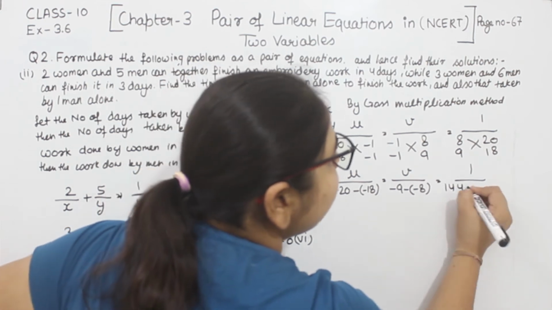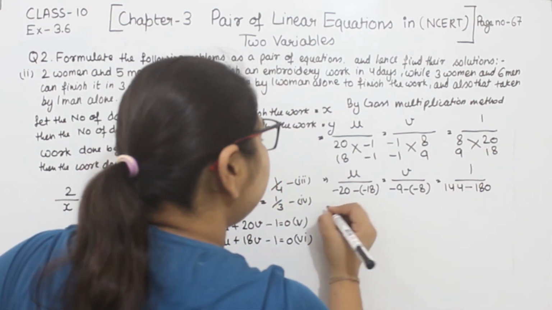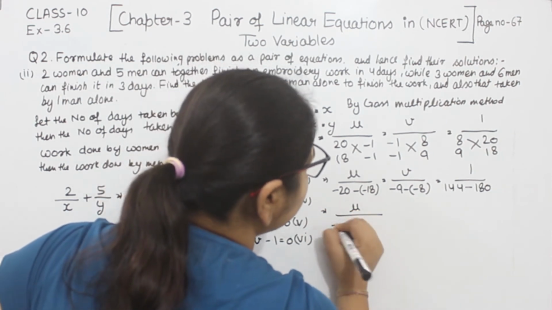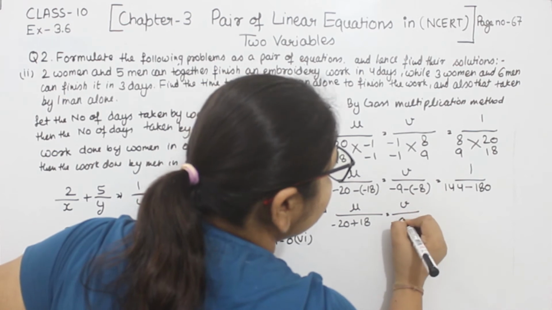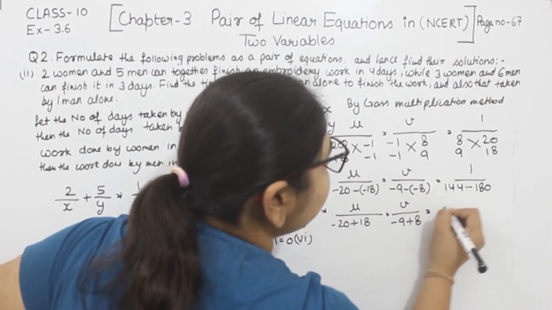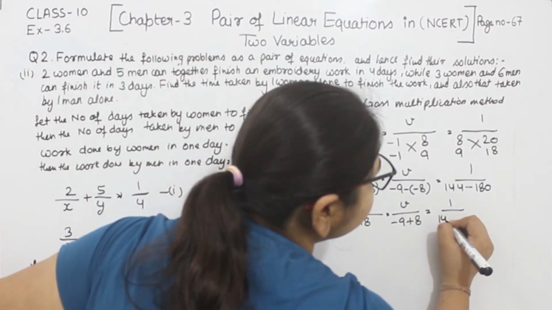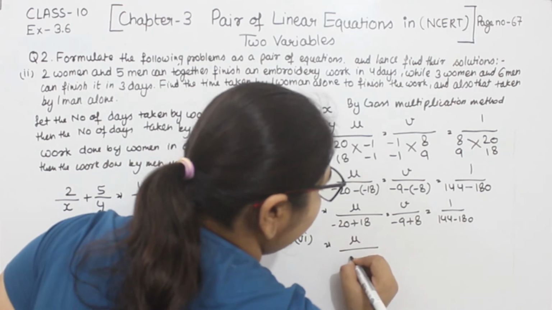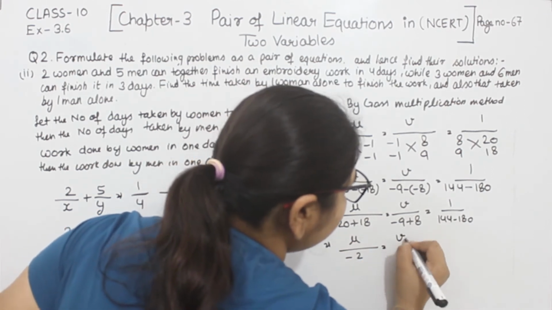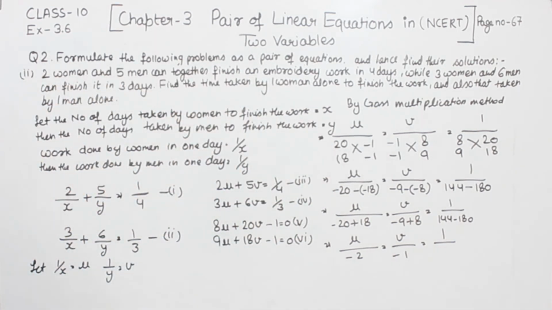So 144 minus 9 2s are 18, that we are having as equal to 180. So u we are having as equal to minus 20 minus and minus plus 18. Here we are having minus 9 minus and minus plus 8. And here we are having 144 minus 180. Now to solve this one, u upon we are having as equal to minus 2, v upon minus 1, and 1 upon 144 minus 180.